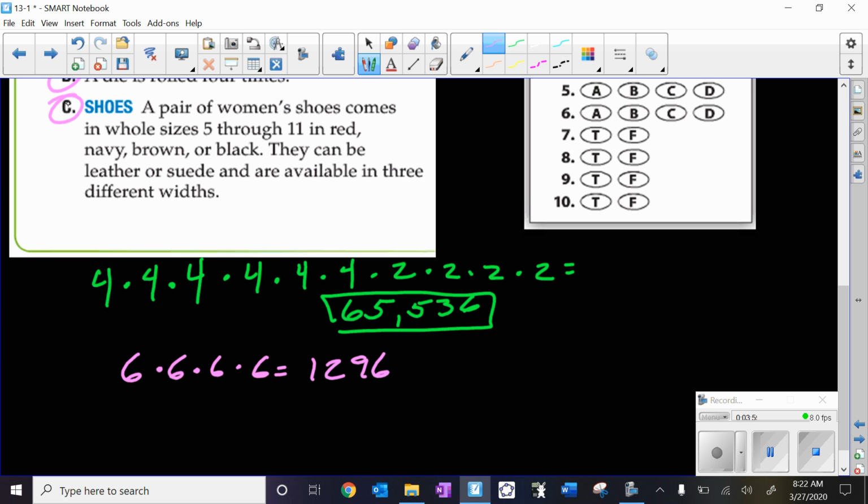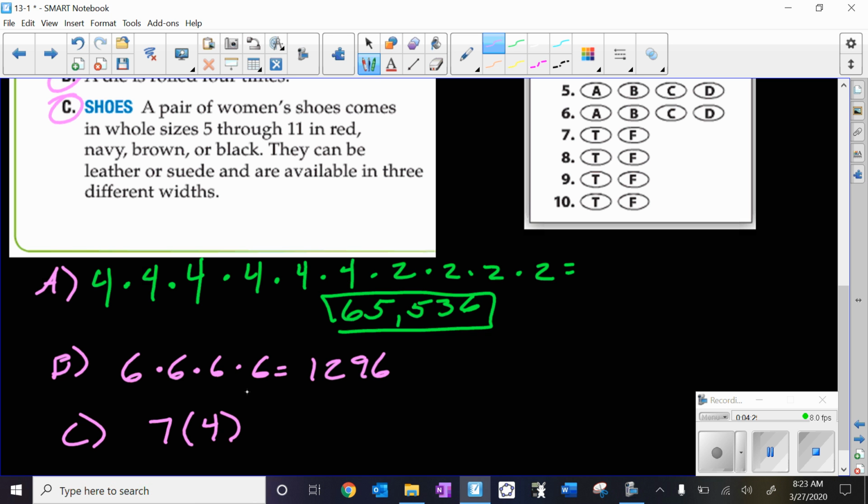And then finally, letter C. This one was A, this one was B, and then this one is C. So a pair of women's shoes comes in whole sizes 5 through 11. So coming up with the number of sizes, there are 7 of them. And then once you know that there are 7 sizes, you have how many different colors? 1, 2, 3, 4 colors.